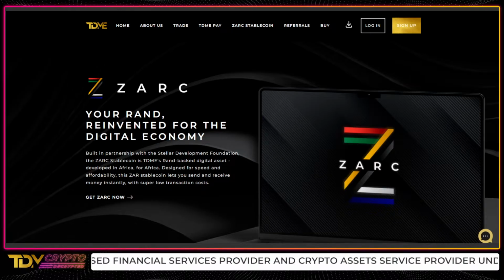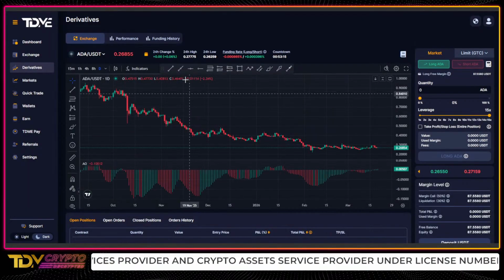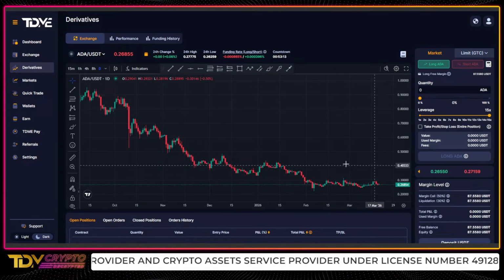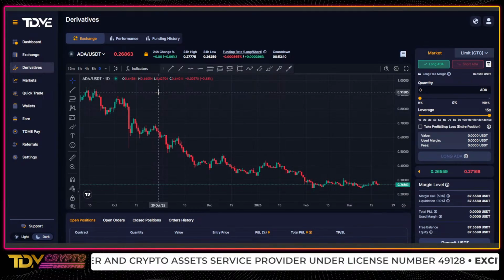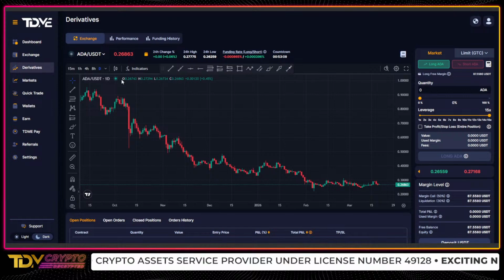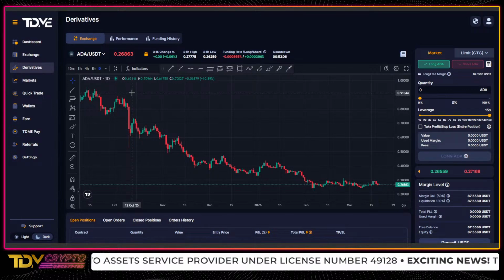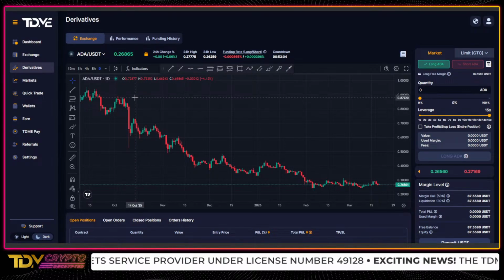Now, once you've signed up and registered for the account, you're going to click on login, and then it will take you to our derivatives platform, which looks like this. A simple platform. This is our exchange platform where you can trade derivatives online, of course.